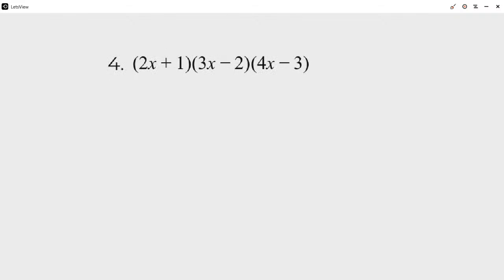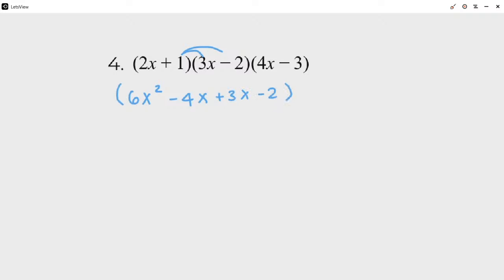Okay, next we have 3 terms that we're multiplying. So you can pick any 2 that you want to multiply first, and then you'll have to multiply whatever you get for your final answer times the last one. So I'm just going to multiply the first 2 just because they're already next to each other and in order. So that would be 6x squared minus 4x, and then I'm going to multiply the 1. So that'll be plus 3x minus 2.